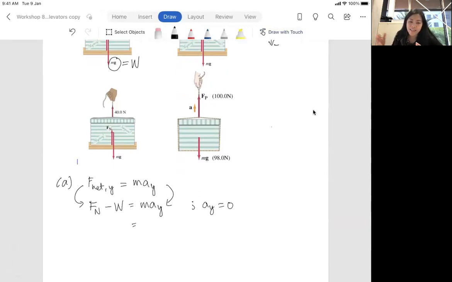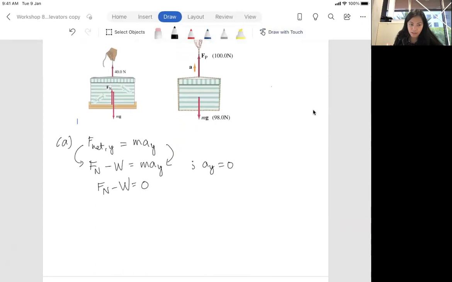So mass times 0 should give you 0 on the right-hand side of the equation, and you still have normal force minus the weight force on the left-hand side. You can leave your answer like this, or you can also say that the normal force is equal to the weight force for the first case.